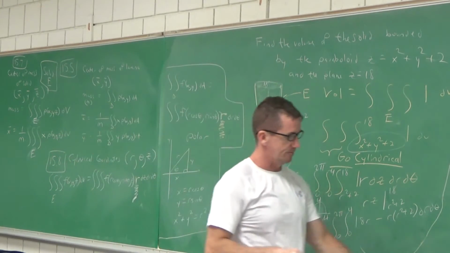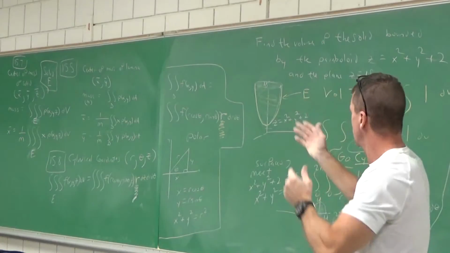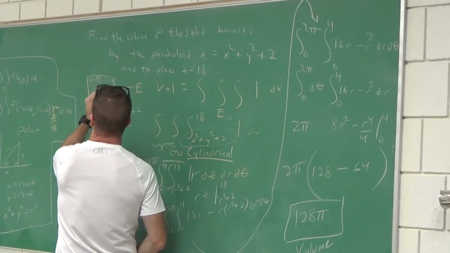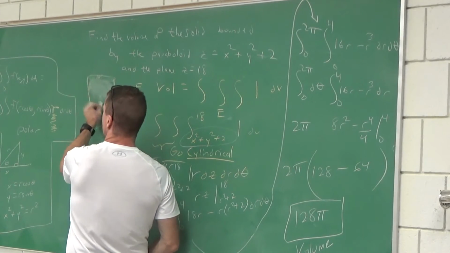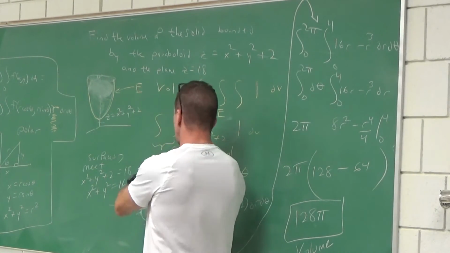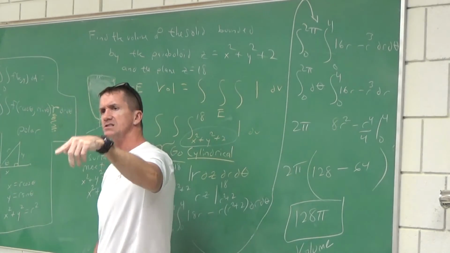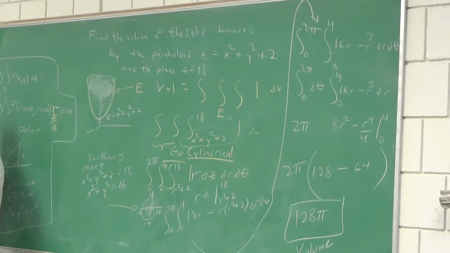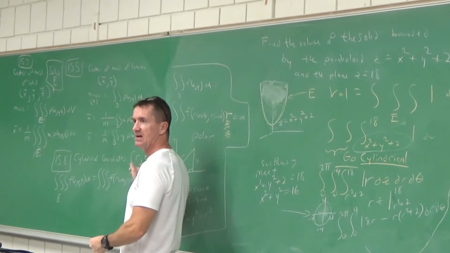So here you go. First, I want to make sure, is everyone okay with this? Nice. We found this nice volume. Top z, bottom z, we recognize the projection being a circle. Is it go polar? Well, now we say go what? Cylindrical. Use cylindrical coordinates, which is r, theta, and z.